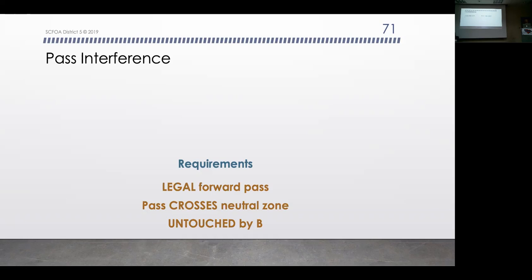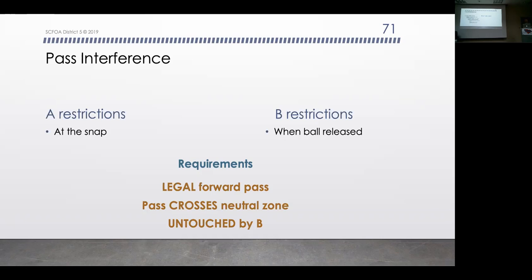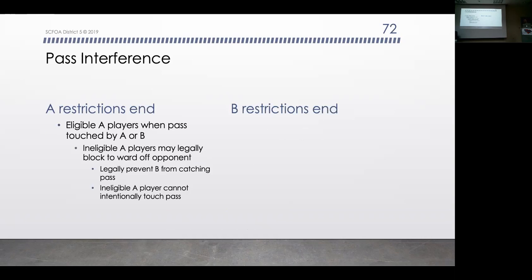So when do restrictions end? A restrictions end for eligible A players when a pass is touched by A or B. Eligible A players may block or ward off an opponent to prevent them from legally catching a pass, but they cannot intentionally touch the pass. So they can still block. If they're blocking at the line of scrimmage and the defender jumps up to try to catch or bat the ball, and he's still blocking him, that's legal. That's not pass interference.